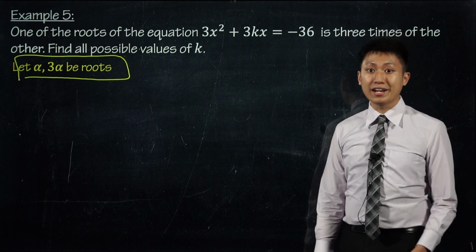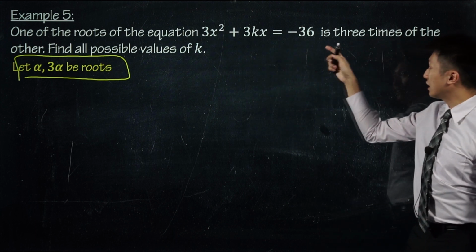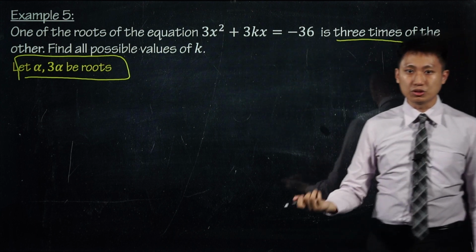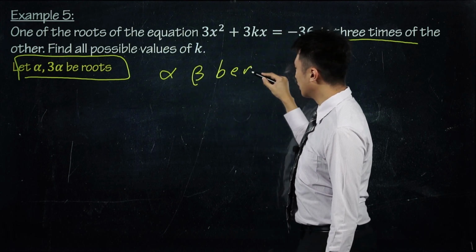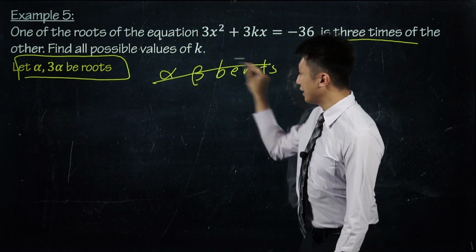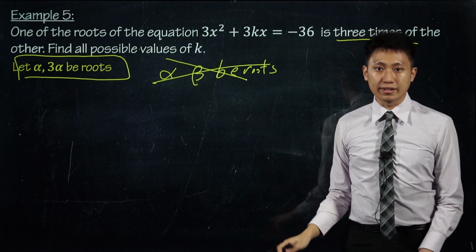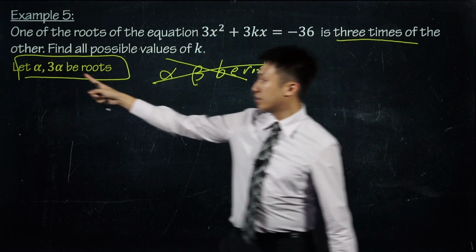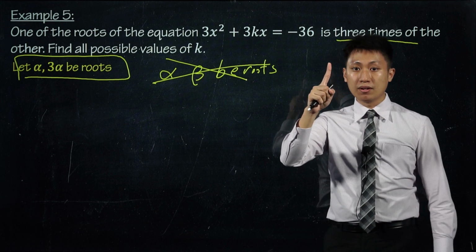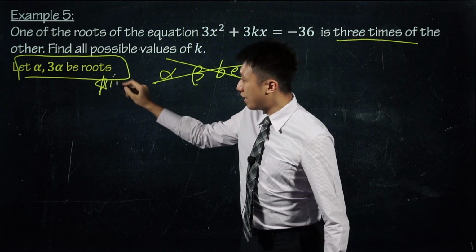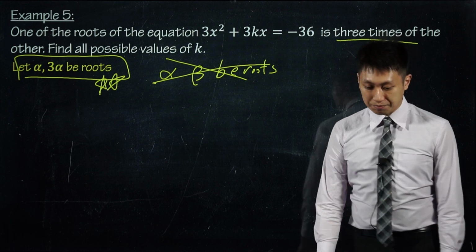Why do I say 3 alpha? Because one of the roots of the equation is 3 times the other root. So I can't write alpha and beta be roots. Cannot write this one, because if you write this, you won't be able to solve it, since you have two variables. If you write one as alpha and the other as 3 alpha, you only have one variable. So this one is very, very, very important. Okay, you've got to know this.